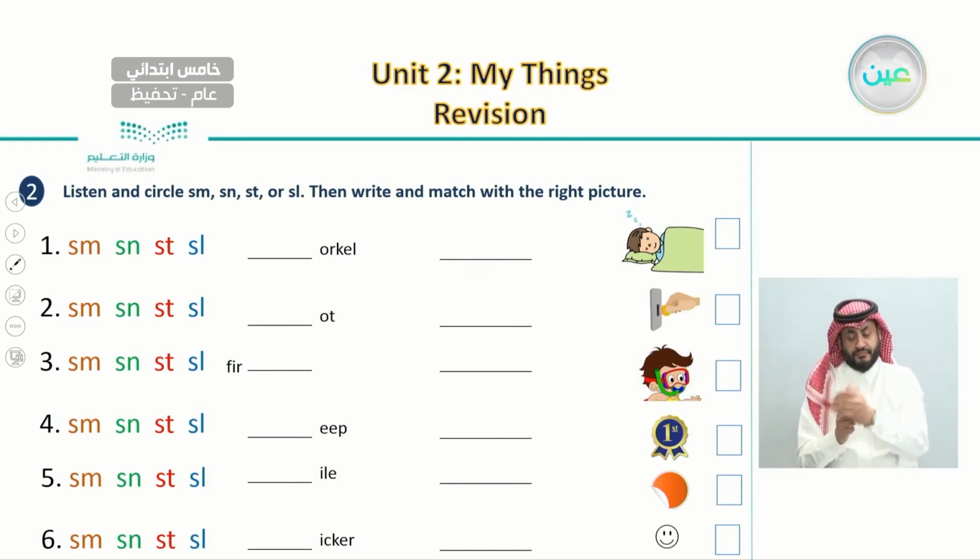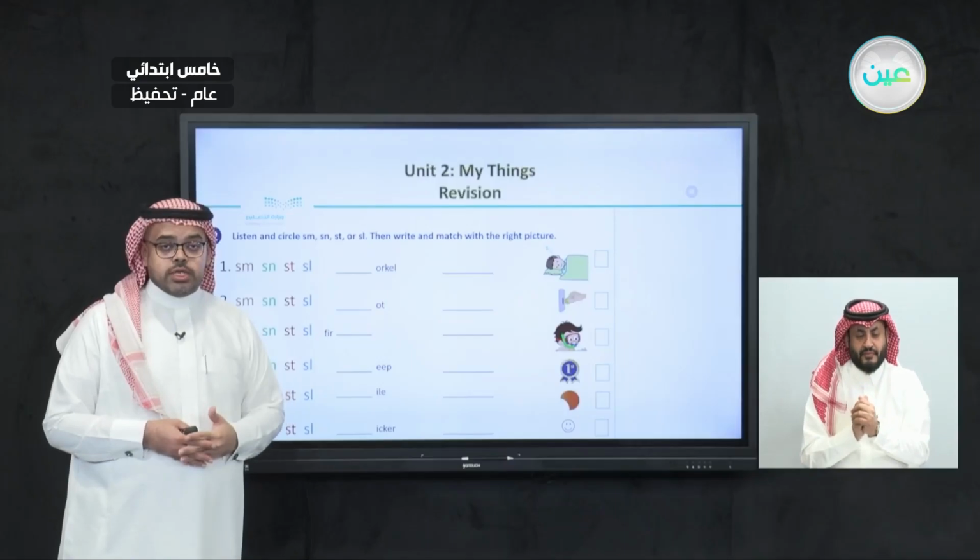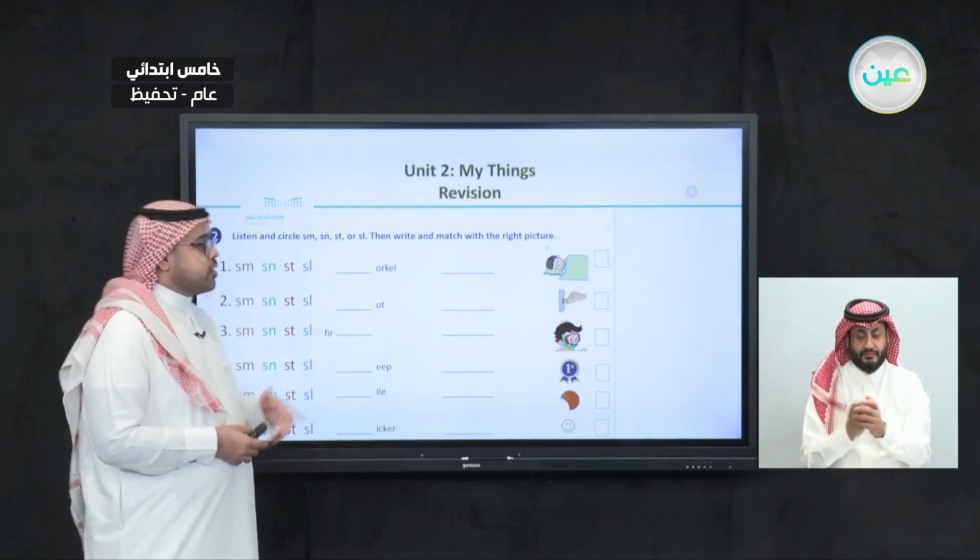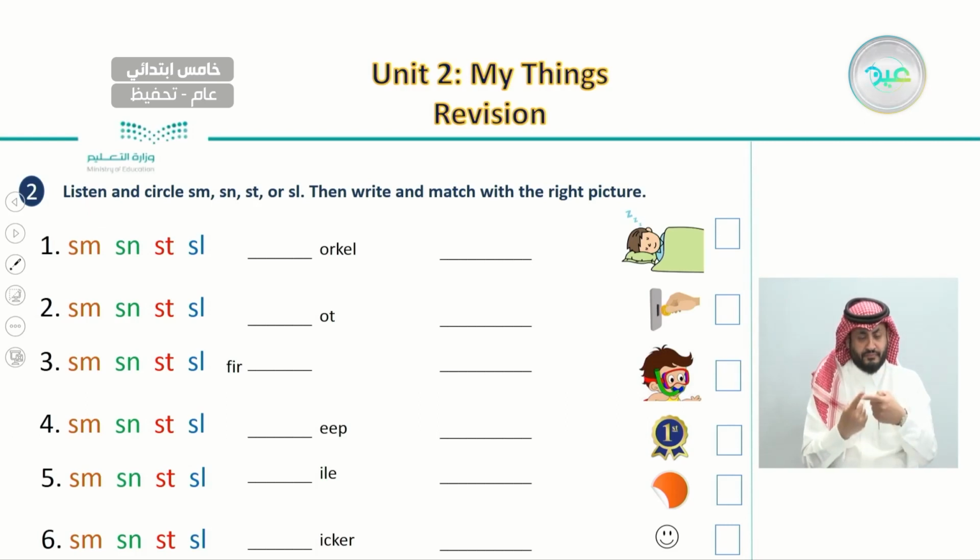And as the last part of this exercise, we go around these pictures and write down the number of the words so we can match them. So here we're going to do 4 things. First, we're going to listen. We're going to circle SM, SN, ST, or SL. Then we're going to copy or write the words and match them with the right picture. So let's move on straight and try to answer this exercise as we have learned from last lesson.